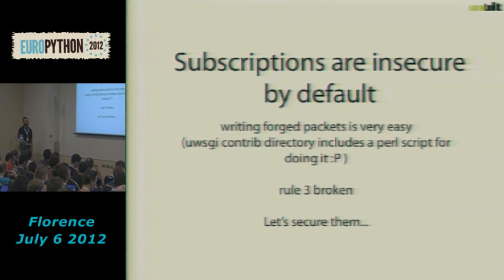The biggest problem is subscriptions are insecure by default. Writing a custom forged packet is very easy. I can even give you a Perl script for doing it in the test suite of uWSGI. So we will break the third rule. We have to find a way to secure that system.